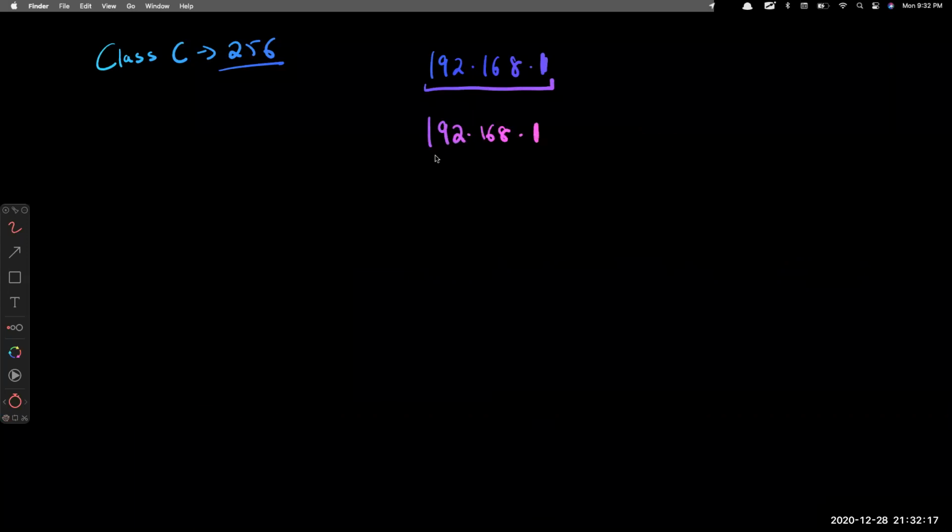So when I say class C, class C gives 256 addresses. So it means if the IP network bits are like 192.168.1, this will remain the same, right? Because network bits remain the same. So the host part starts from 0 and goes up to 255. If you count 0 to 255, you will get 256 addresses.